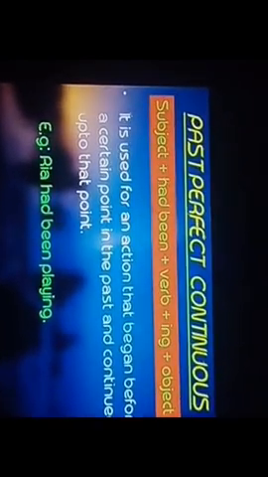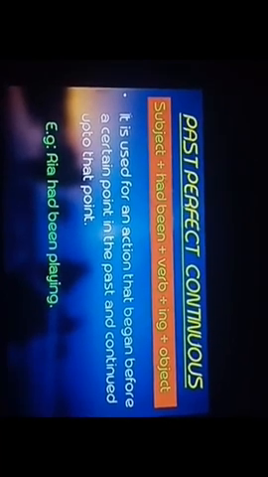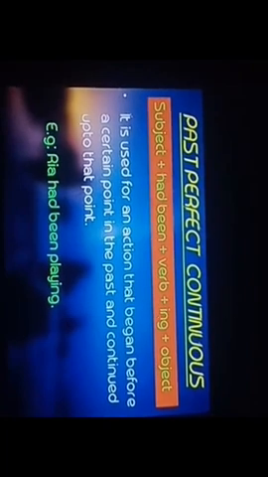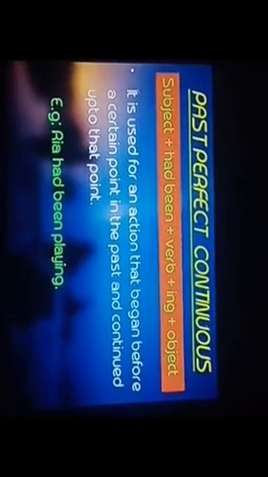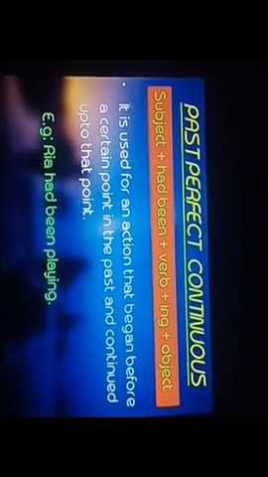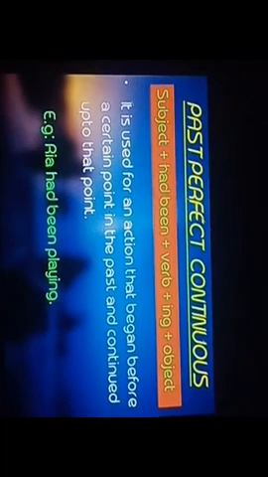Next we have past perfect continuous. We make past perfect continuous with the subject plus had been plus verb first form plus ing plus object. As I have discussed, with the continuous we always use the ing form of the verb. We use this tense to express an action which began before a definite moment in the past, continued up to that moment, and was still in progress at that moment, or had recently finished. In that case we use past perfect continuous. It is also written that it is used for an action that began before a certain point in the past and continued up to that point. For example, Ria had been playing.